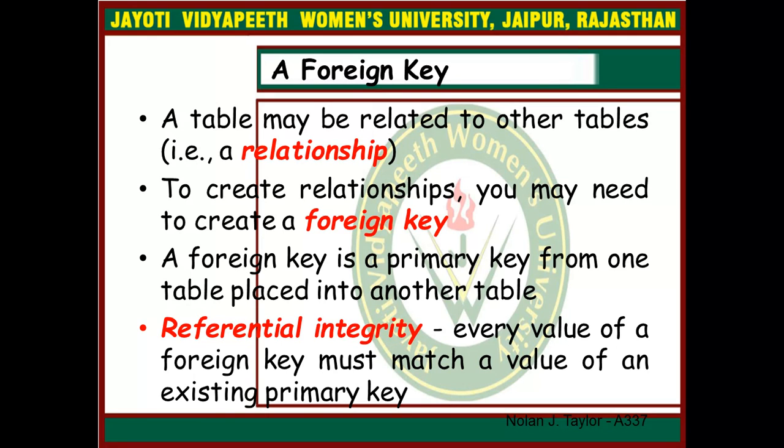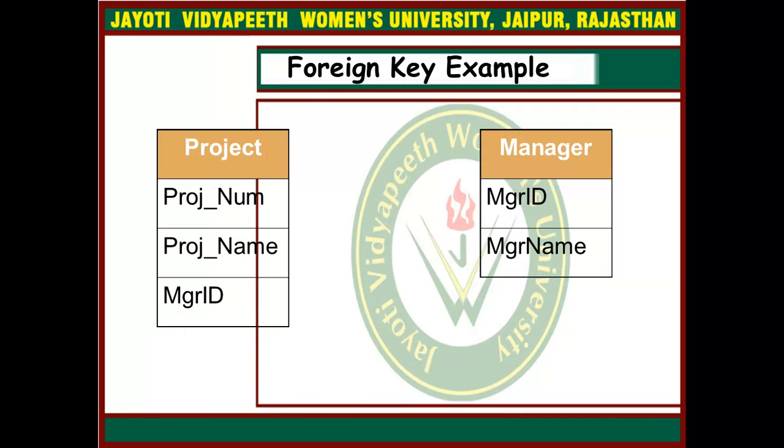So a foreign key is a primary key from one table placed into another table. Referential integrity means, referential means reference. So every value of a foreign key must match a value of an existing primary key.